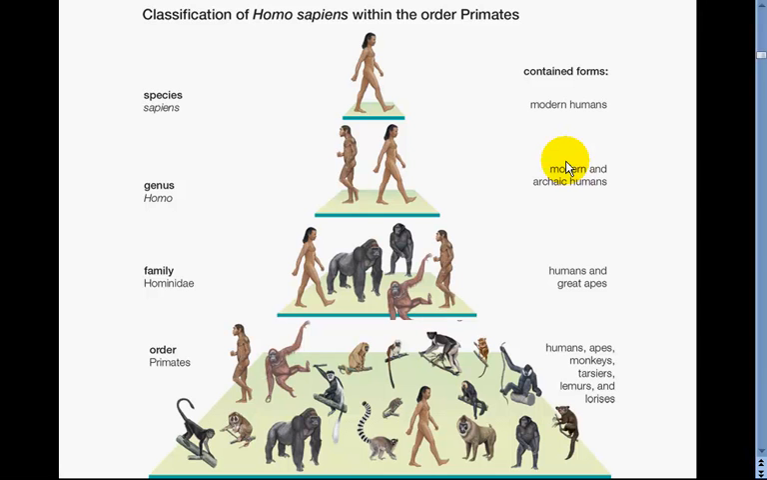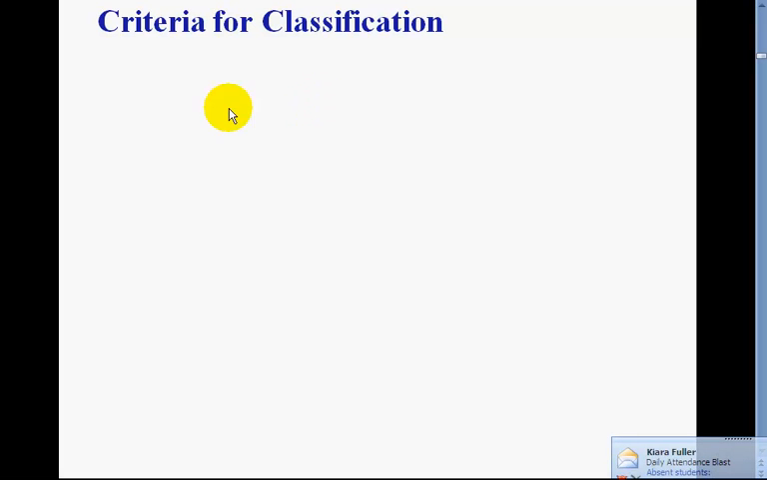If you look at the classification of us, you can see that one big category that we belong to is the order primates. But within that order, we belong to the family Hominidae. Within that, we belong to the genus Homo. And within that, we are the species sapiens. So our scientific name is Homo sapiens, based on our genus and our species.